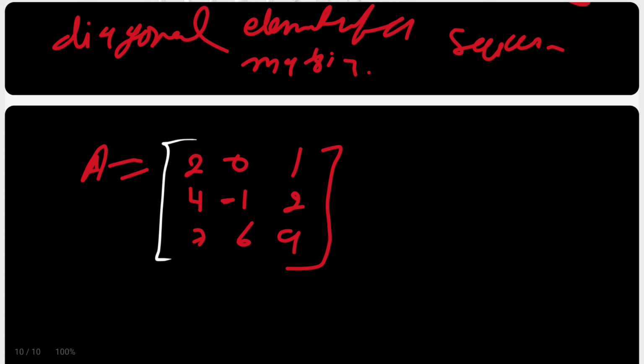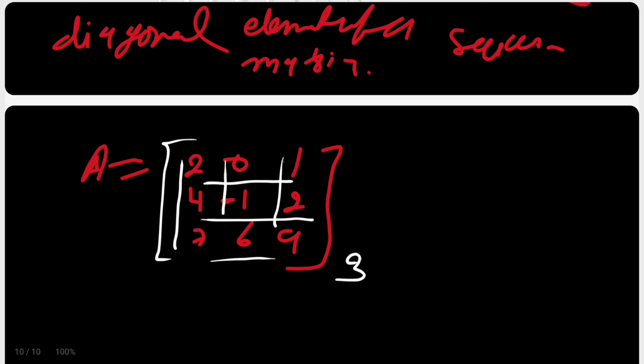Is it clear? First of all, we have to see whether it is a square matrix or not. It has 3 rows, 1 2 and 3, and it has 3 columns. Is it clear?